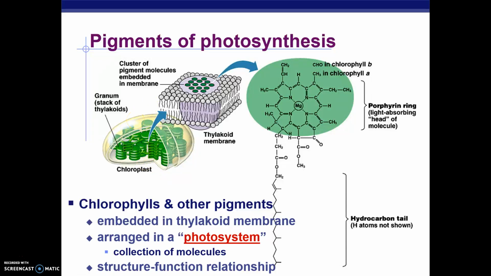These pigments have a light absorbing head of the molecule and also a hydrocarbon tail, kind of similar to phospholipid heads and the lipid tails. And they are embedded as a collection of molecules in the thylakoid membrane of the chloroplast. The structure fits the function, so it's an excellent structure-function relationship.